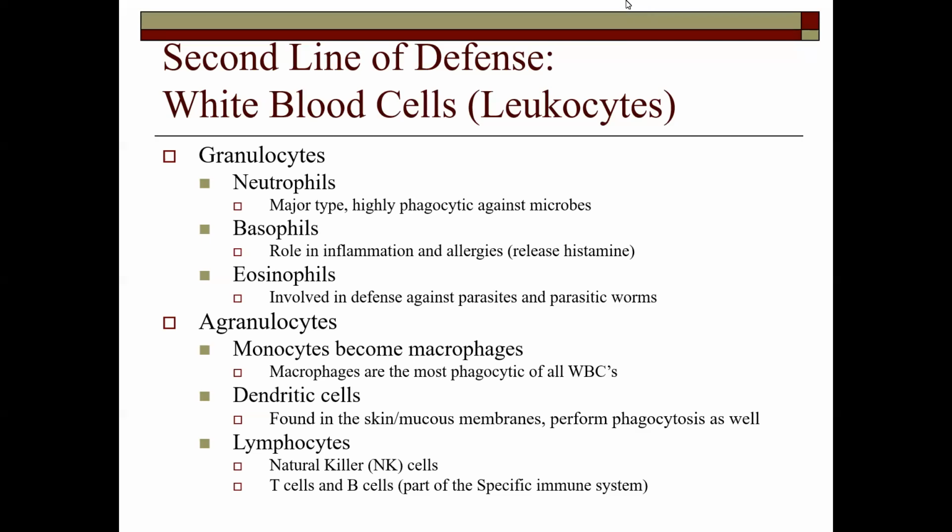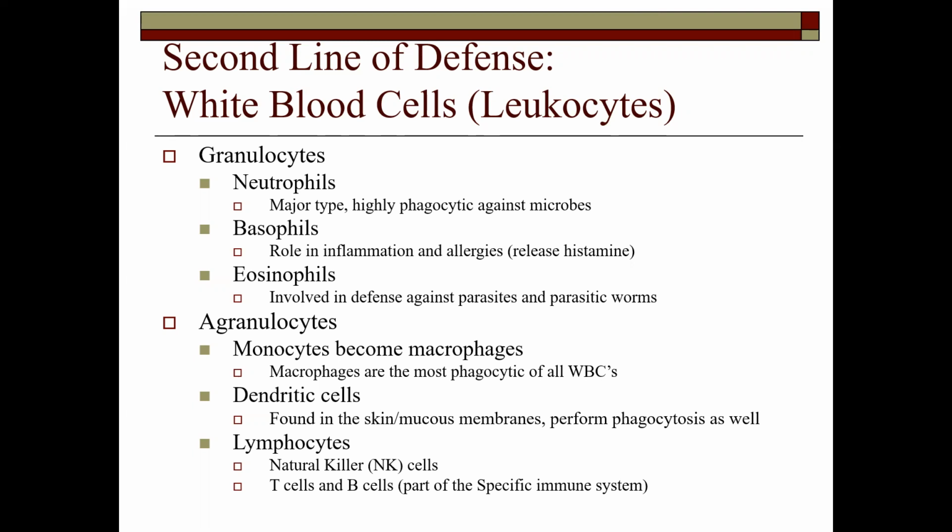Okay, everybody, so this is where we left off with the chapter 16 PowerPoint. We left off with talking about the different types of white blood cells. So make sure you know that the technical term for white blood cells is leukocytes. And there's several different types of leukocytes. They can kind of be put into two different categories.